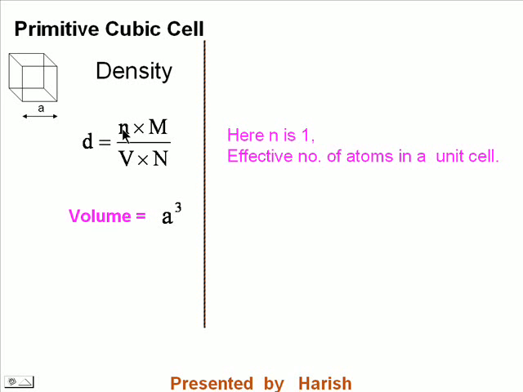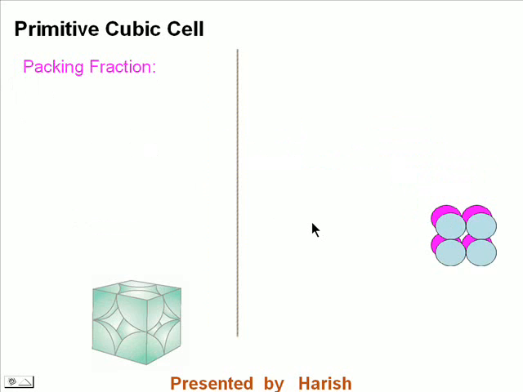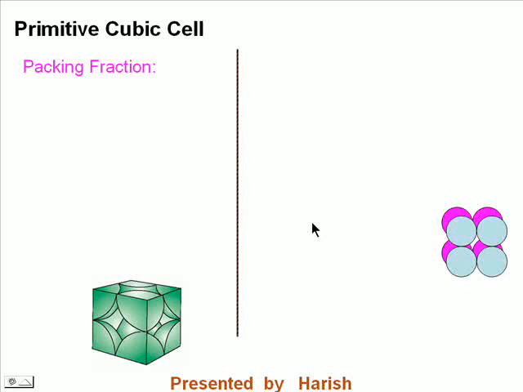Because we have just seen that there are 8 corners, 8 into 1 by 8. Effective number of atoms in a unit cell is 1. Okay, so now packing fraction. Let's see what is packing fraction. If you look carefully, I am trying to fill a 3-dimensional space with spherical atoms. So I may not be able to fully fill the three-dimensional space. There are going to be some kind of voids.